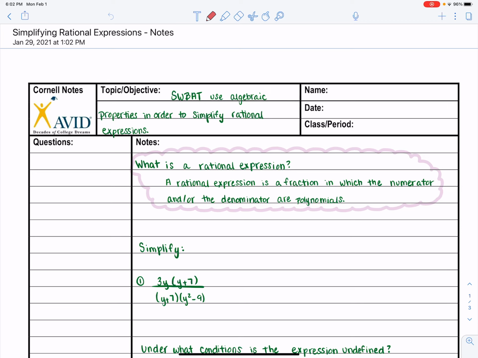All right, everybody. So today the student will be able to use algebraic properties in order to simplify rational expressions. Well, first it would help to know what is a rational expression. A rational expression is a fraction in which the numerator and/or the denominator are polynomials.